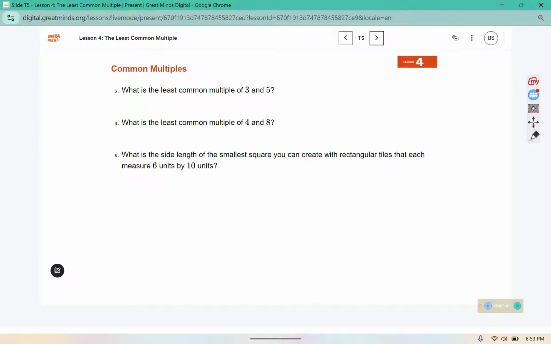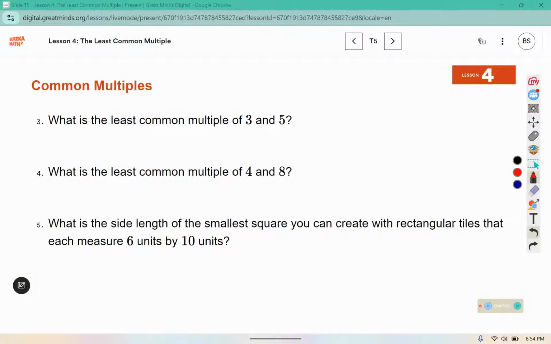For number 3, what is the least common multiple of 3 and 5? We are going to list out the multiples of 3 and 5. 3, 6, 9, 12, 15, 18, 21, 24, 27, 30, and then we're also going to list out the multiples of 5.